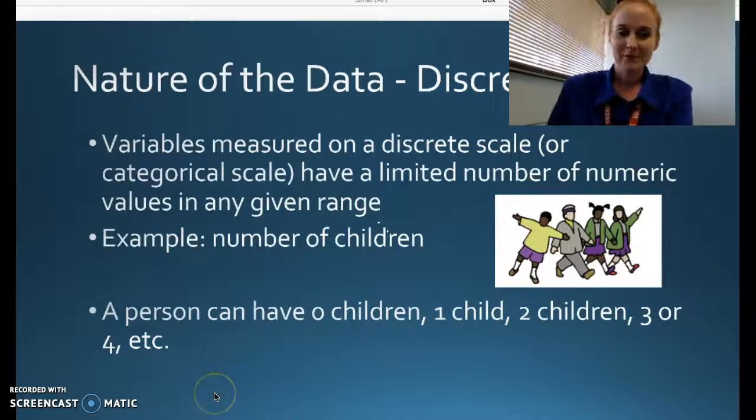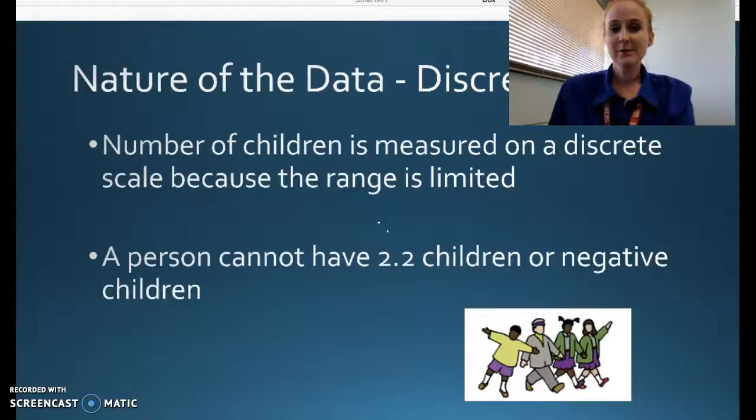Discrete data: your variables are measured on a discrete scale or a categorical scale and have a limited number of numeric values in any given range. So for example, number of children. You can have 0 children, 1 child, 2 children, 3, 4, and that's it. You only get to have those numbers of children. Okay, so the number of children measured is discrete because the range that's possible on the answer someone could give is very limited. We can't slice and dice the data. A person cannot have 2.2 children or negative children. So it's limited to a certain set of answers or observations that you would get from someone. Okay, so that's called discrete.